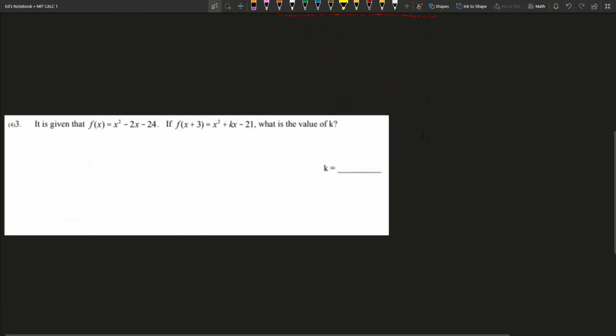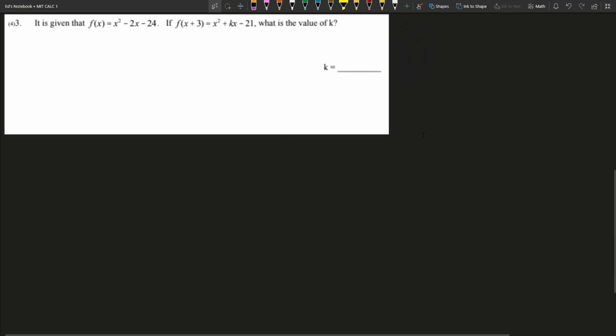All right, we're going to do one more problem in this test edPuzzle, and it is given that f of x is equal to x squared minus 2x minus 24. If f of x plus 3 is equal to x squared plus kx minus 21, what is the value of k? So I encourage you to pause the video and try to solve for k now.